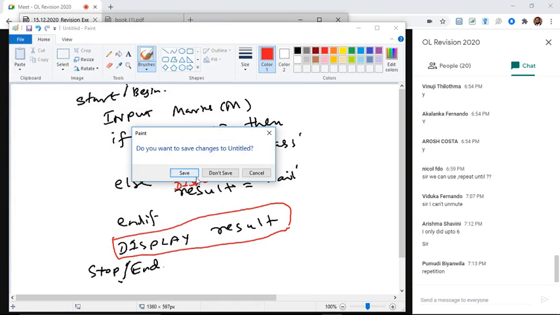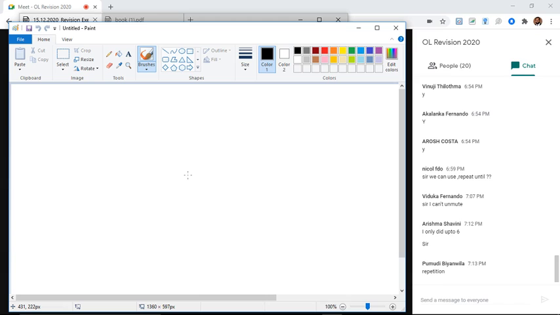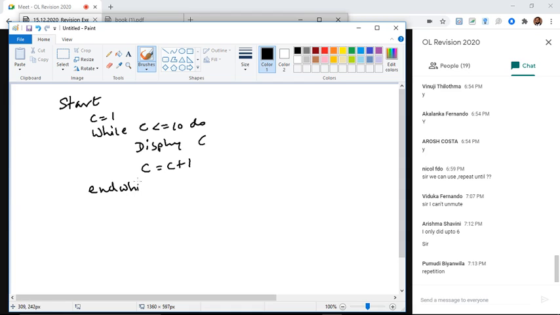So, repetition. In while loop, you can use repeat until. You can use while. You can use if for next. Right? So, I am using start, c equal 1, while c less than or equal 10 do. Okay, what I have to do? Display c, then c equals c plus 1, end while, then stop.